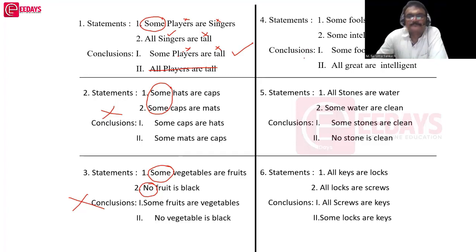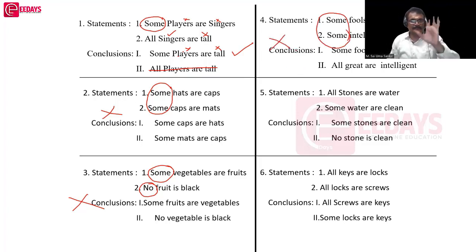Fourth one. Both statements are particular. So what happens? There is no mediate inference. We are only looking at mediate inference. Both are particular, so there is no mediate inference. No need to draw a Venn diagram. Go to the next one.